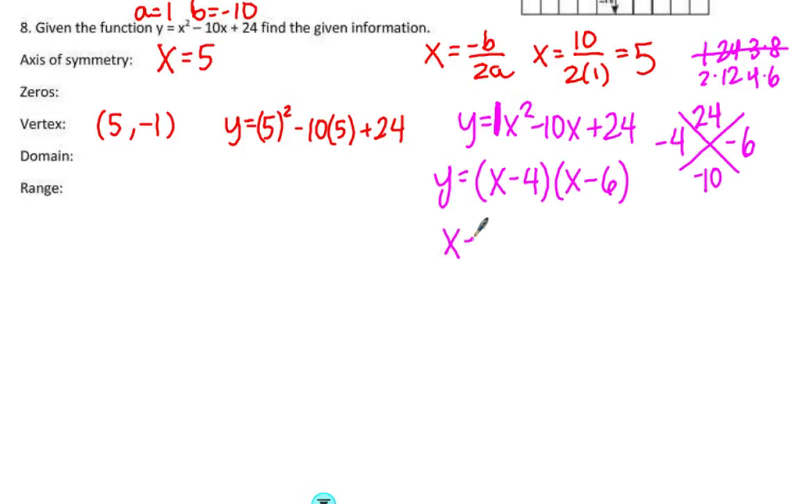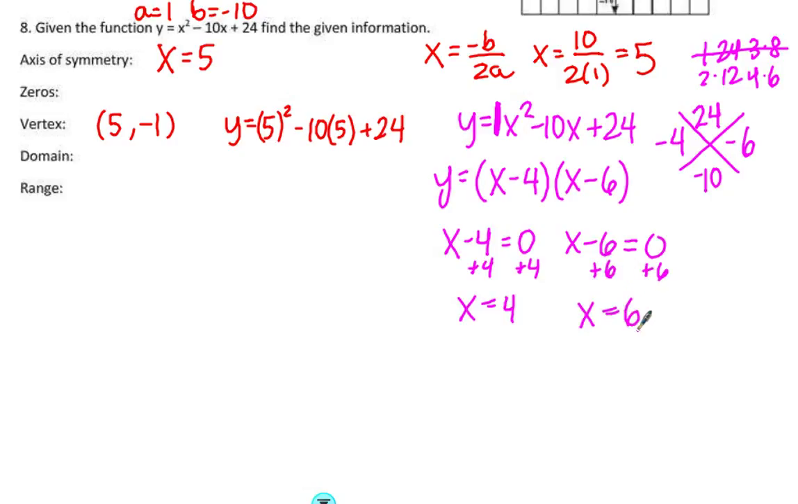Once we do that, we set our factors equal to 0 and then solve for x. So I would add 4 here. I'm left with x equals 4. And I would add 6 here. I'm left with x equals 6. So that gives me the two zeros of 4, 0, and 6, 0.